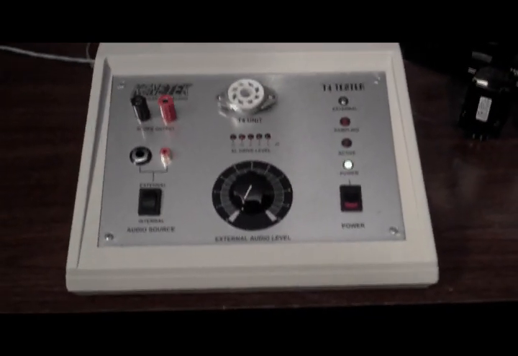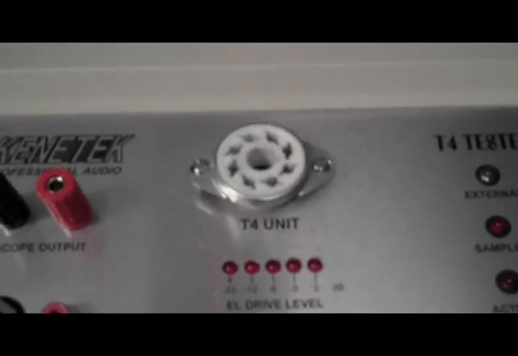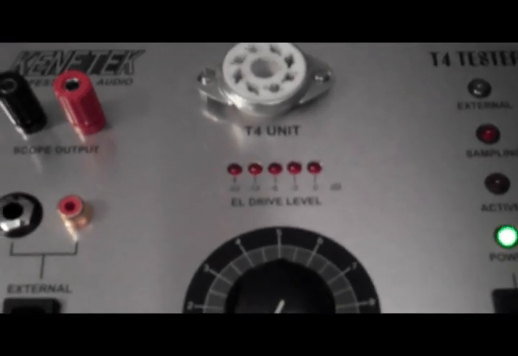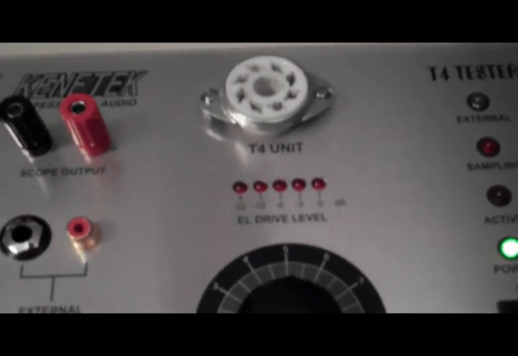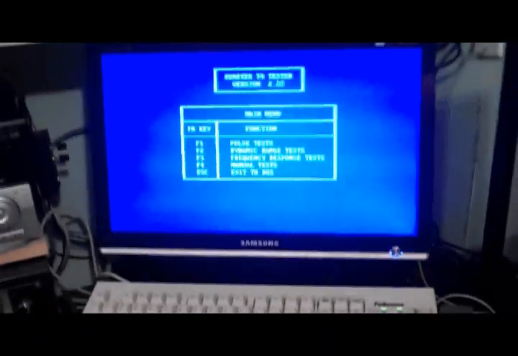This piece that you see here is the unit that contains the socket that the T4B goes into, and a little meter that shows how hard I'm driving the EL panel, although that's really just for looks because the computer that the unit attaches to tells me exactly how hard I'm driving it.